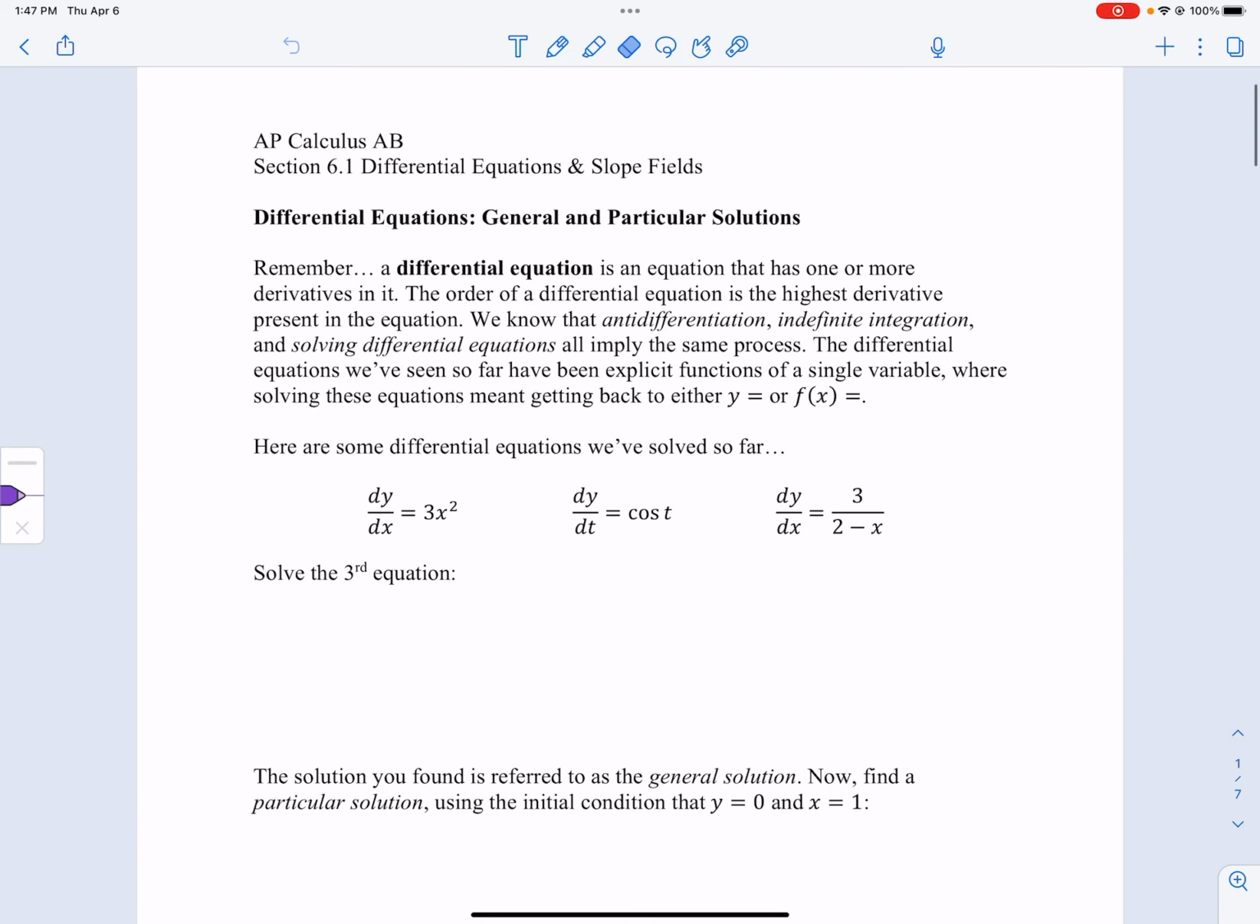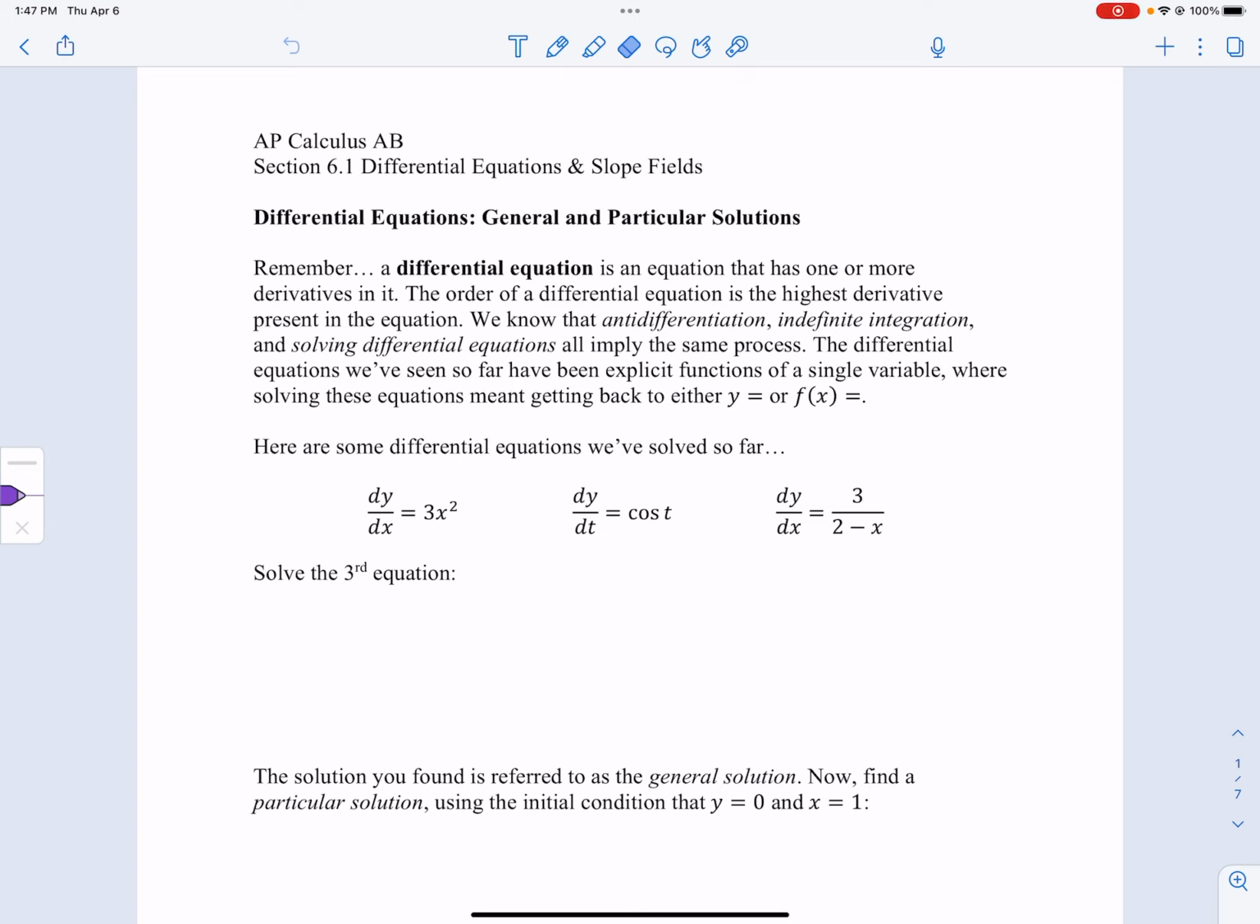Hi there, so this lesson is on section 6.1, differential equations in slope fields. And we have been studying differential equations for a long time now. Remember that a differential equation is an equation that has one or more derivatives in it. The order of the differential equation is the highest derivative present in the equation.